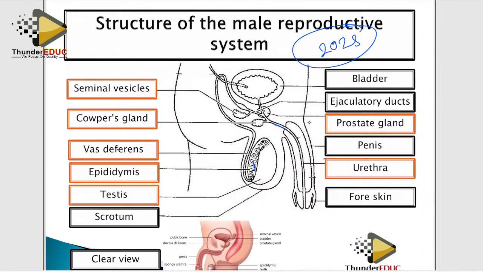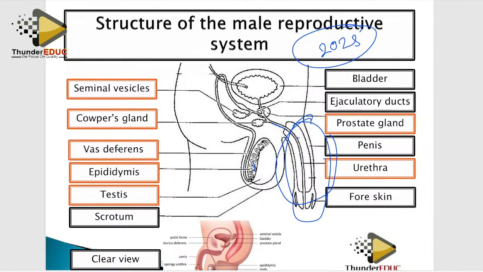So it means that if I cut it off, copulation cannot take place, but still the person can impregnate someone. How? As long as the semen is there. Because when you cut it off, you can still do what? You can still be able to produce the sperms. So basically that is it.